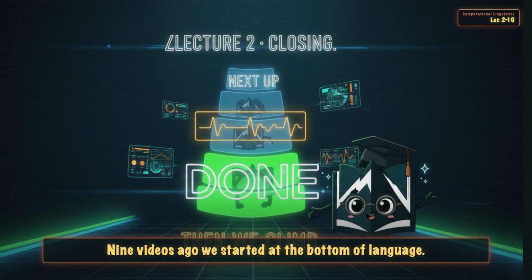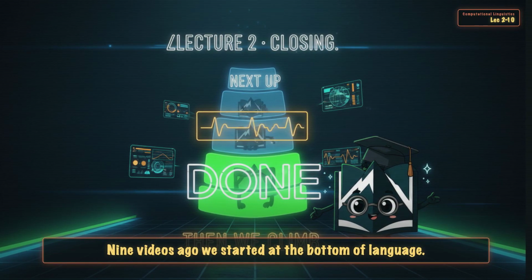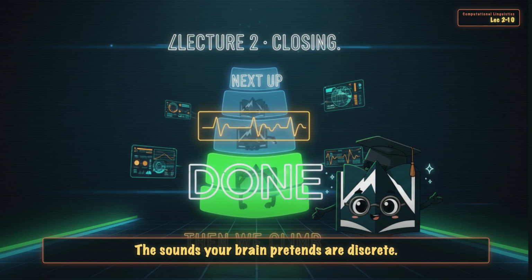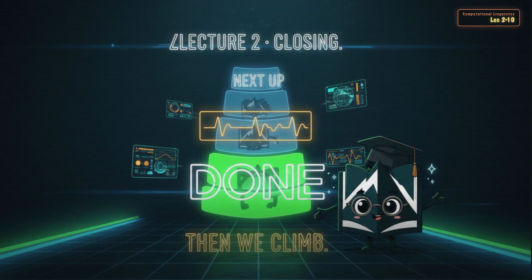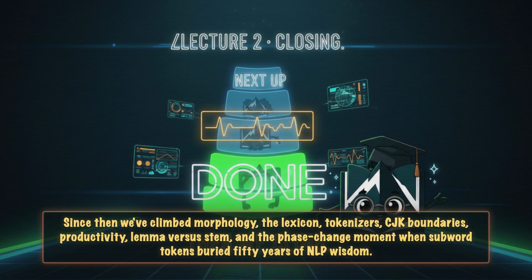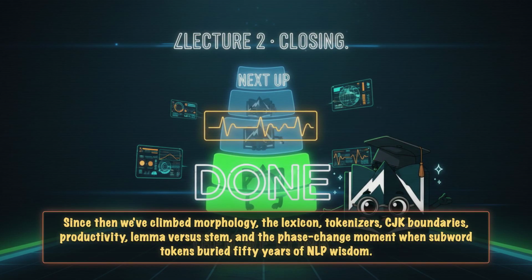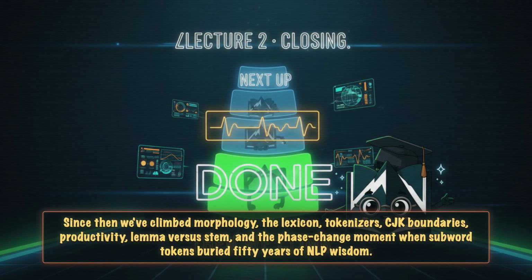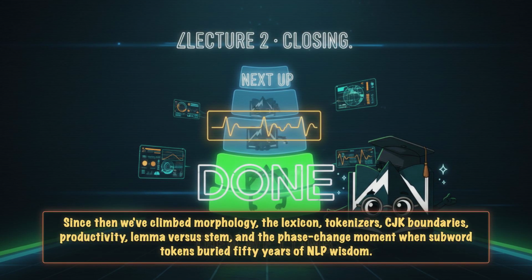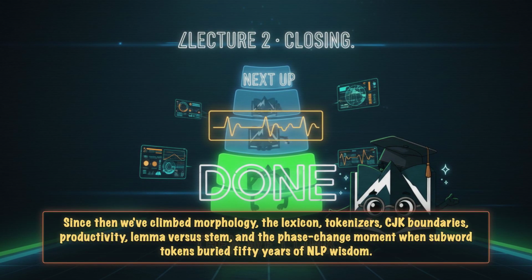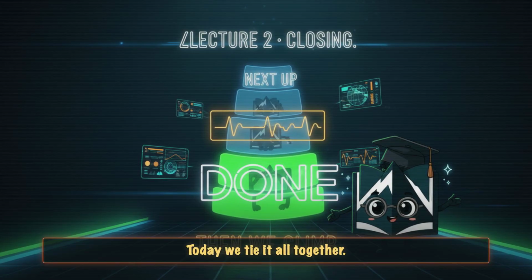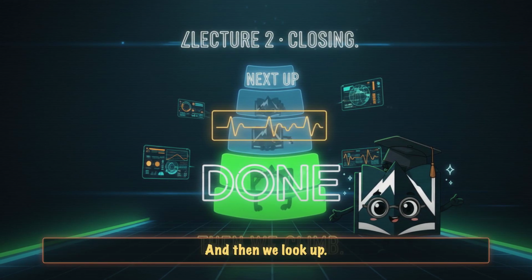9 videos ago, we started at the bottom of language. Phonology. The sounds your brain pretends are discrete. Since then, we've climbed morphology, the lexicon, tokenizers, CJK boundaries, productivity, lemma versus stem, and the phase change moment when subword tokens buried 50 years of NLP wisdom. Today we tie it all together, and then we look up.